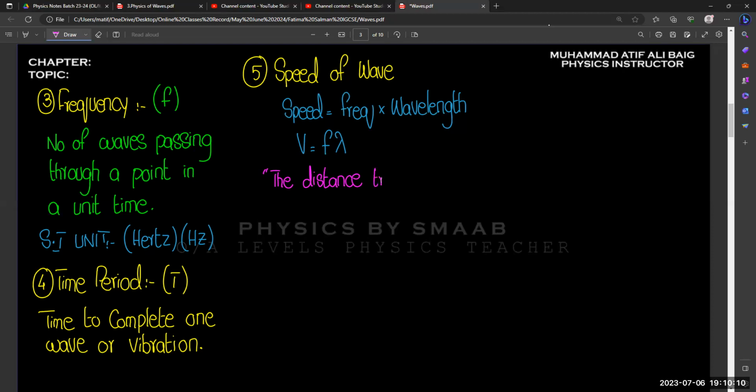So basically the speed is the distance traveled by a wave each second. It's a very common definition question, but I'm writing it just in case you forgot something. The distance traveled by a wave of sound each second.